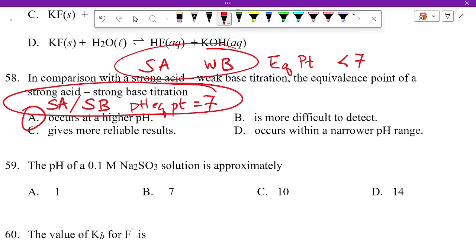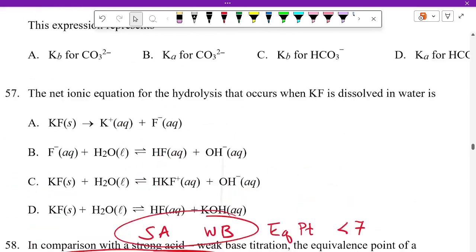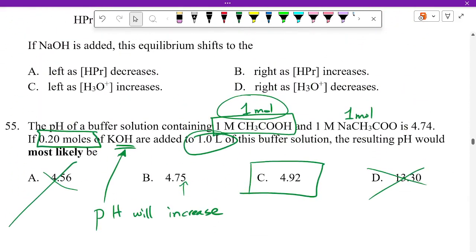Anything else? 55 and 52? Okay, 55 and 49. Okay, so 55. Didn't we do this yesterday?